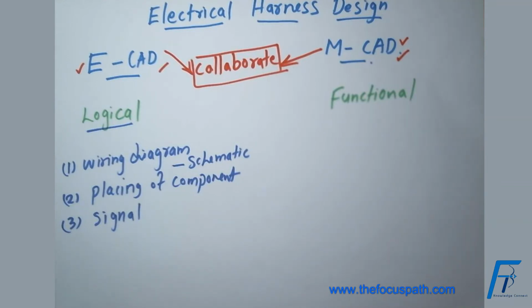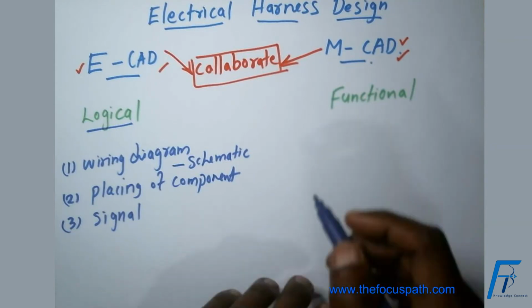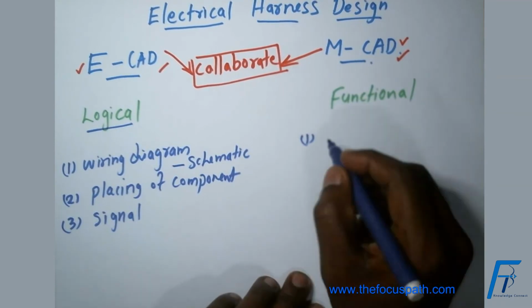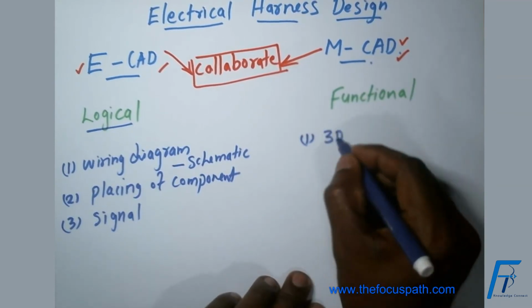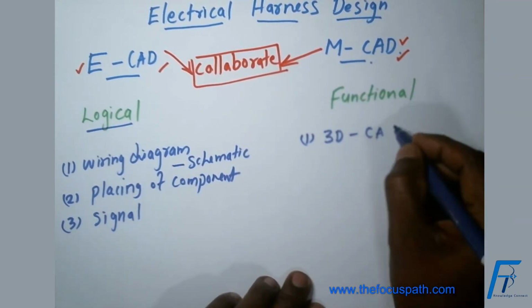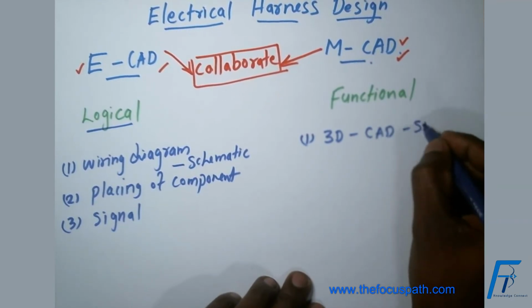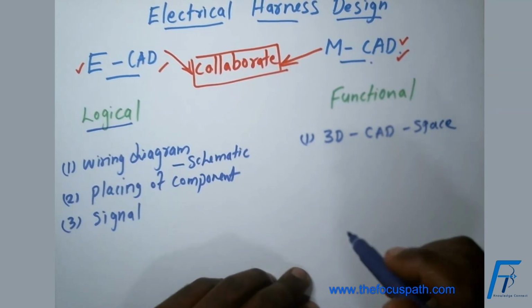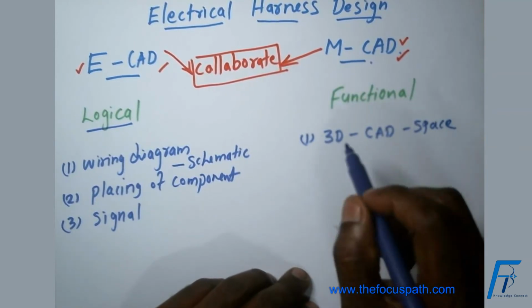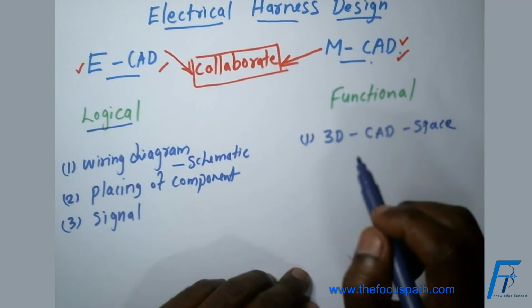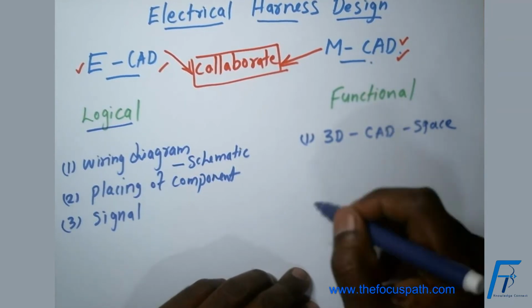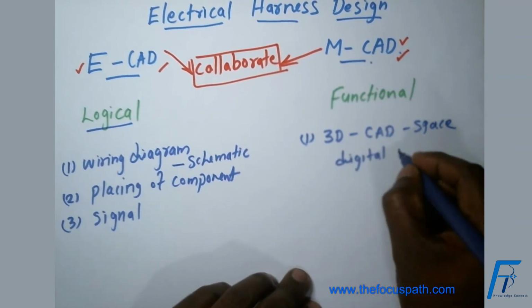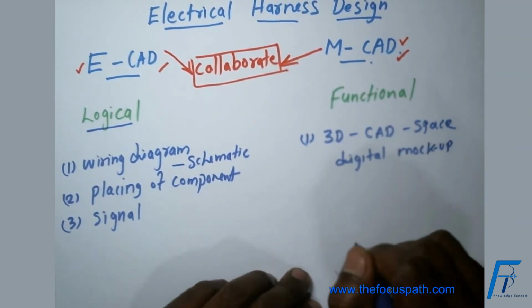And what do we do on the functional side? The functional side, predominantly, could be any of the CAD applications. That's the reason we use 3D CAD in space. That means we analyze the harness by installing it in 3D space. That means the digital mockup plays an important role.